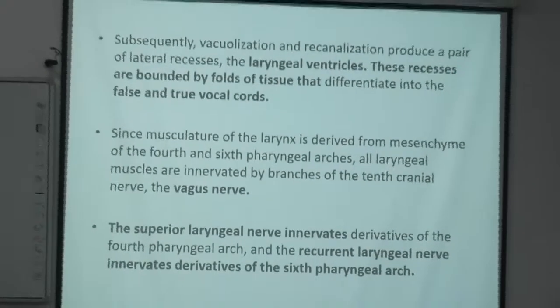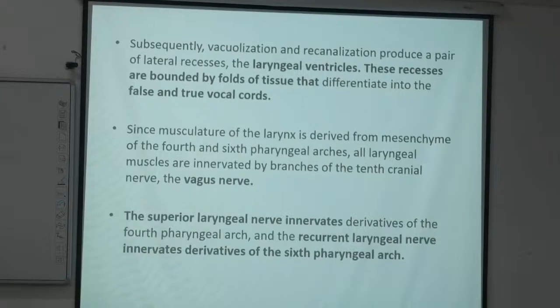Subsequently, vacuolization and recanalization produce a pair of lateral recesses, the laryngeal ventricles. These recesses are bounded by folds of tissue that differentiate into the false and true vocal cords.